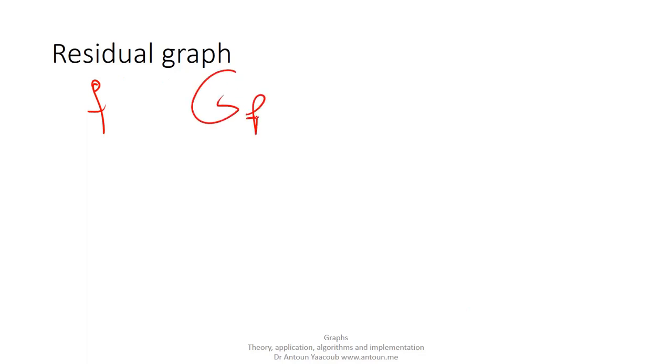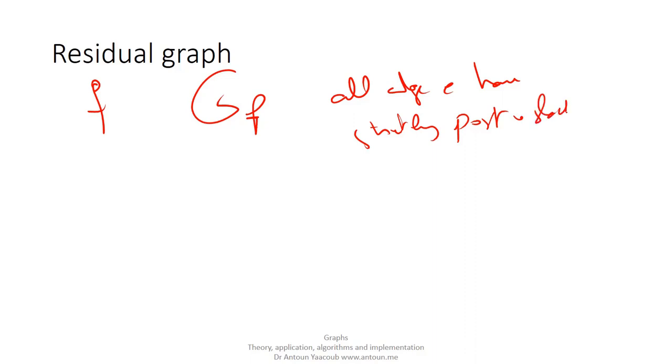It's a directed graph with all edges of E that have strictly positive slack, slack being C of E minus F of E. Each edge is labeled by its slack. We'll see that, and it's very easy to do. We may have back edges, obviously, so this may include back edges of the original graph.